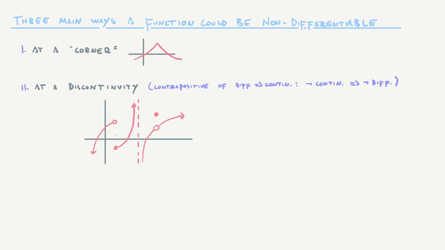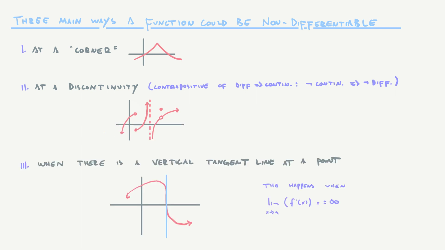Jump discontinuity. So this particular function is not differentiable at whatever that x value is. Asymptotic discontinuity, right? The function's not differentiable at that particular discontinuity. Removable discontinuity, the function's not going to be differentiable at that removable discontinuity. Anywhere it's not continuous, it's also not going to be differentiable.